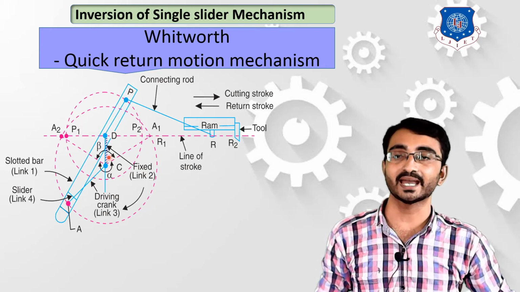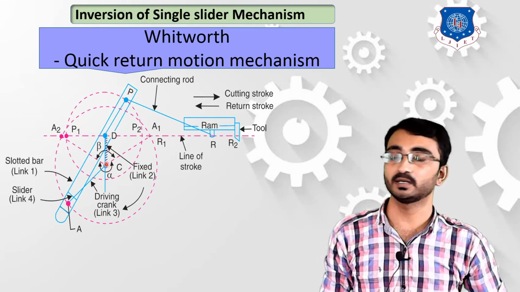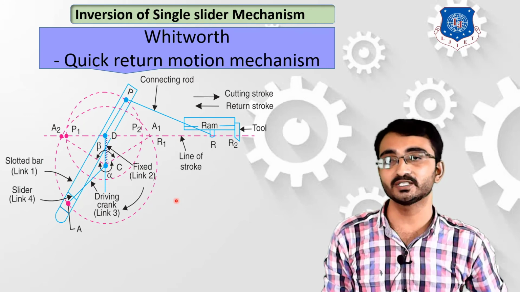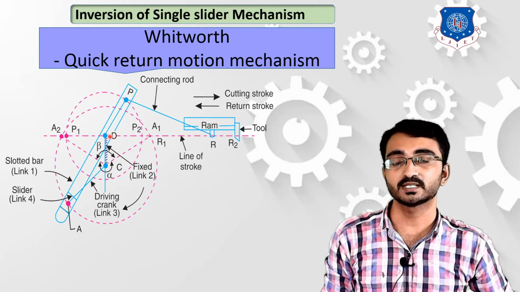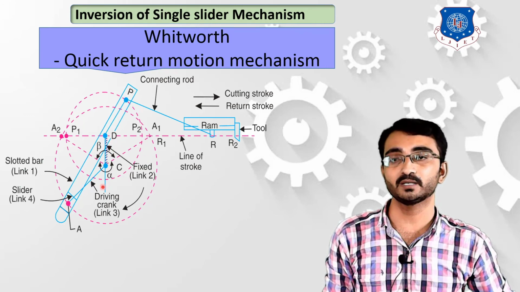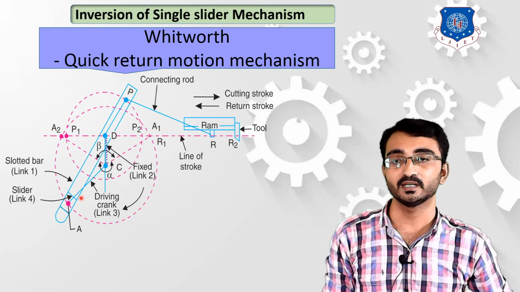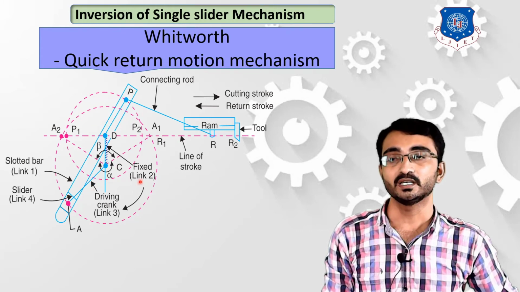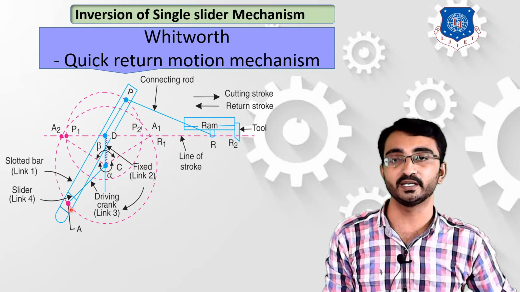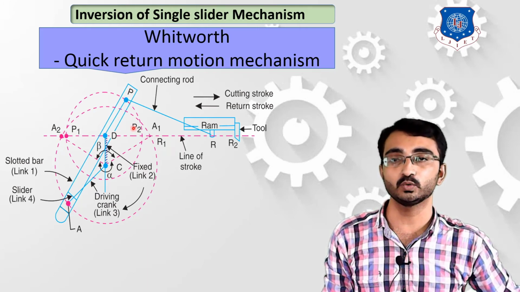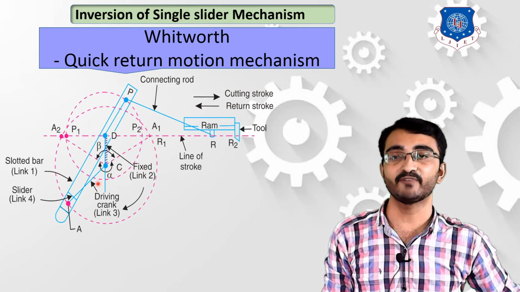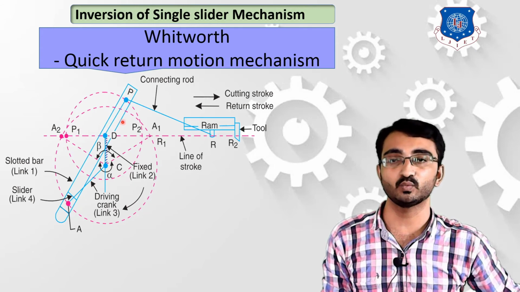So in this mechanism, let's again find out the links. Your link number 2 is your fixation. With respect to this link number 2, your crank is rotating. Now rotation of this crank is producing movement of point A. So we can say the positions of A will be achieved as A2 and A1 over here. This circle will define how the motion of your crank will happen.